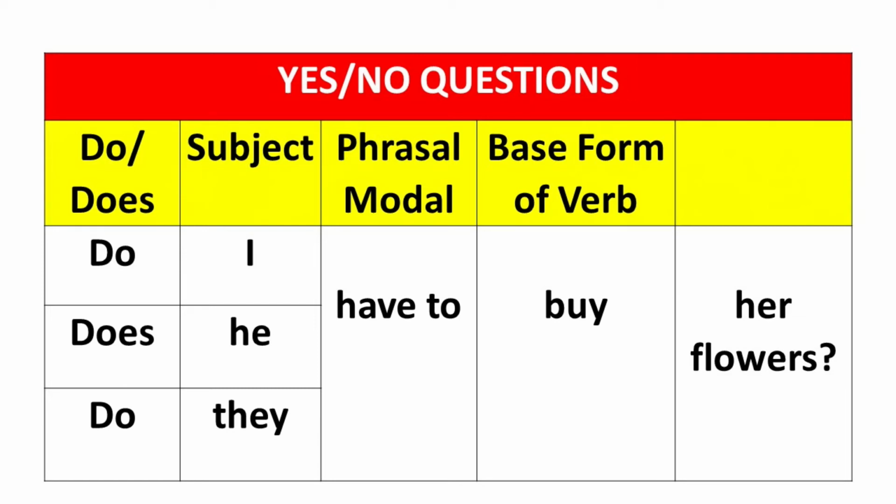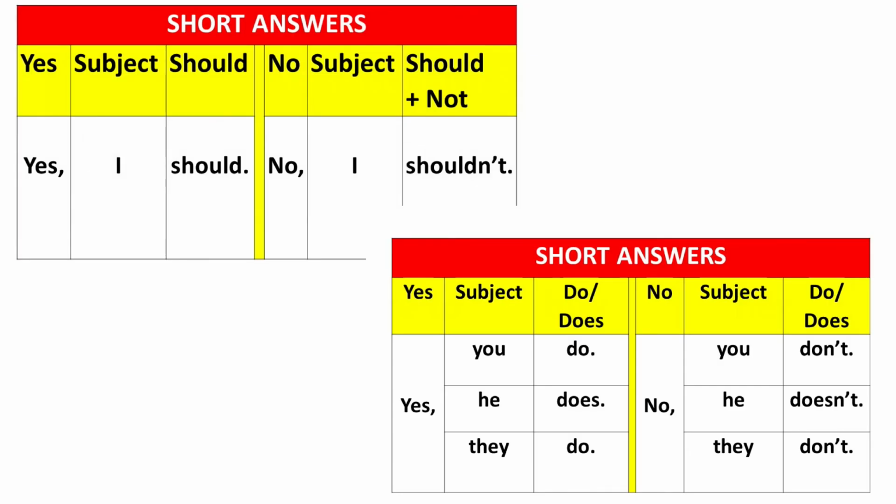Remember that the use of do or does depends on the subject that we use in yes-no questions. To give short answers, we just start with either yes or no, followed by the subject and should or shouldn't, do or don't, does or doesn't.